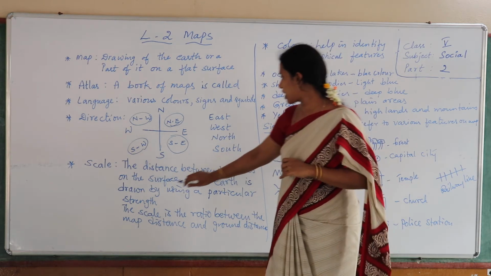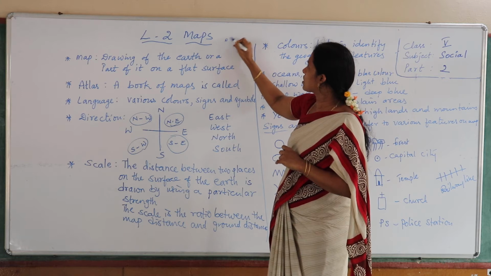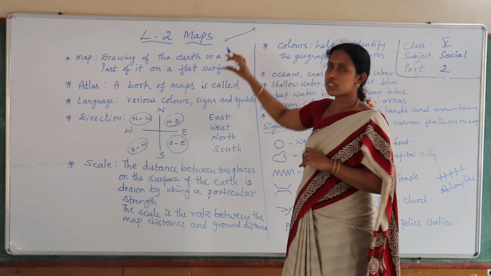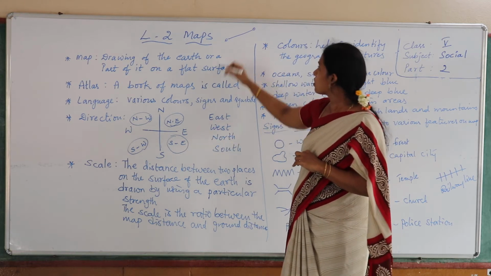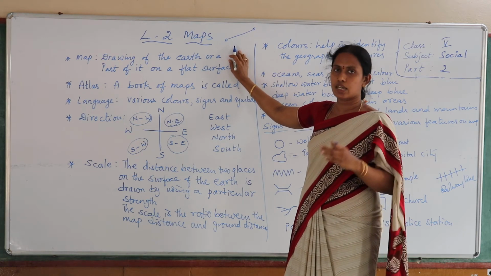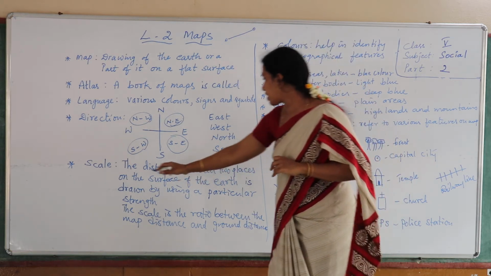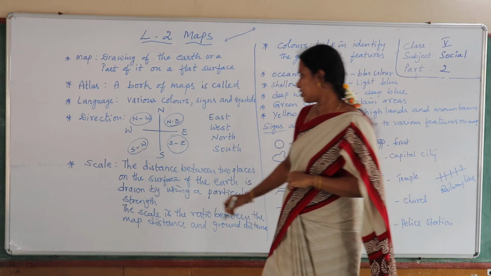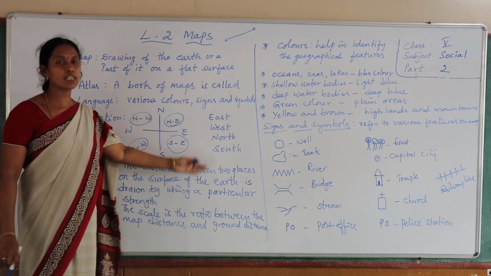So the distance between two places on the surface of the earth. Suppose we have two places, from here to here. This is the distance on the ground. We cannot draw this on the map. So we have to reduce this length. That's why map makers prepared a scale to take the length on the map. The distance between two places on the surface of the earth is drawn by using a particular scale. The scale is the ratio between the map distance and the ground distance.